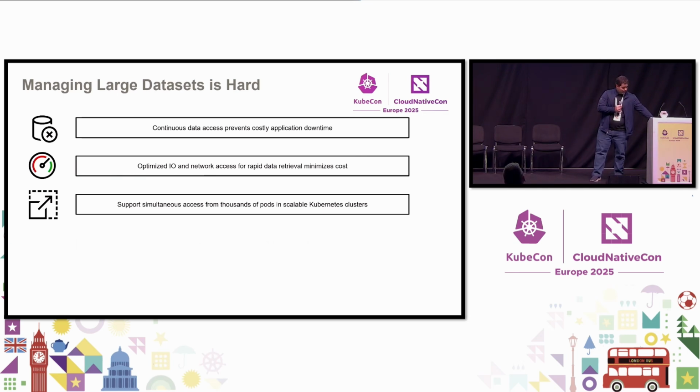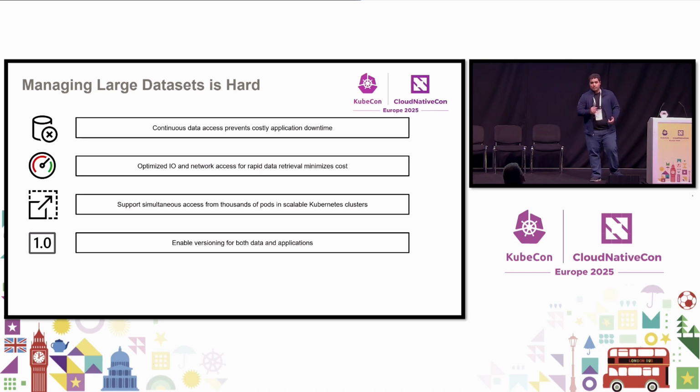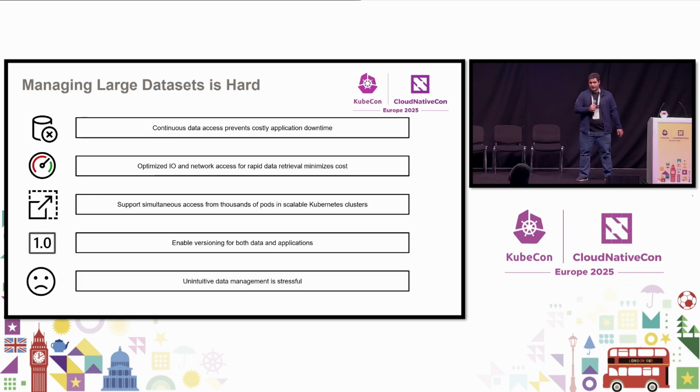And finally, there are some things about management that we really need to think about. First of all, this data is likely to need to be versioned. So we need to have versioning that matches both the data and the applications. Finally, but most important of all, managing this data needs to be easy. We cannot have any applications that are too difficult to manage because nobody's going to use them.